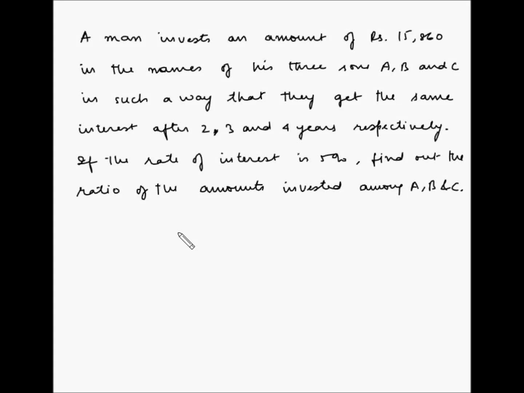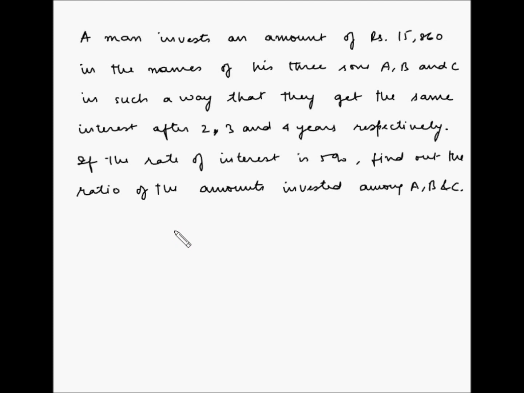A man invests an amount of rupees 15,860 in the names of his three sons A, B, and C in such a way that they get the same interest after 2, 3, and 4 years respectively. If the rate of interest is 5%, find out the ratio of the amounts invested among A, B, and C.